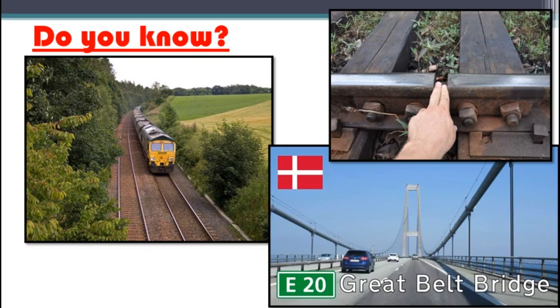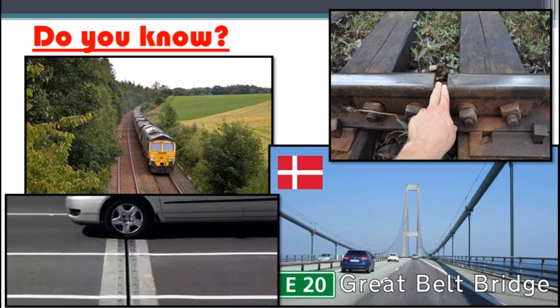Similar to rails, the length of bridges can also increase due to expansion in summer. The length of the 18 kilometer long Great Belt Bridge in Denmark increases by 4.7 meters in summer, and therefore provision is made in the construction of bridges to accommodate this.